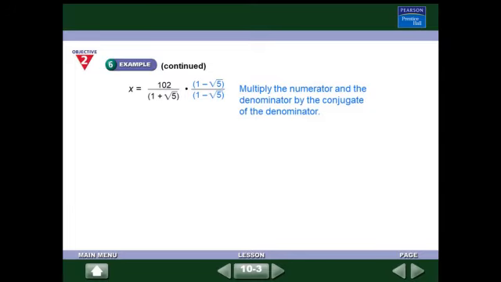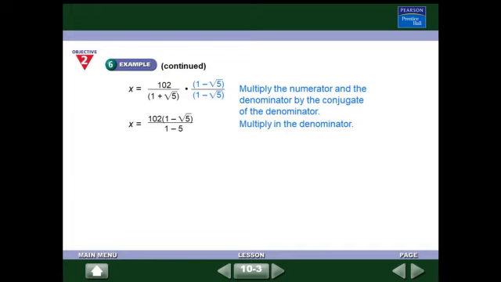Since the denominator here has a radical expression, therefore it is not in the simplest form. So to simplify this one, we're going to multiply the numerator and the denominator by the conjugate of the denominator. The conjugate of your denominator here, that could be 1 minus the square root of 5 over 1 minus the square root of 5, that is to multiply your given expression by its conjugate.